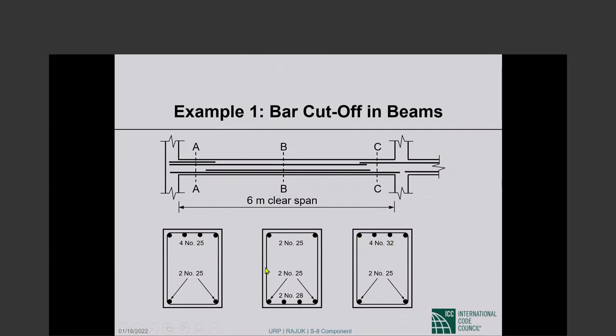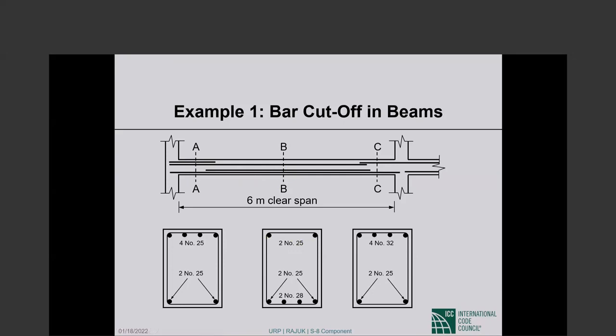Okay, and then those are the bars that will be, so we have 2 number 25 and 2 number 28 at midspan. Some of those will have to continue into the supports. Remember, at least a third or at least a quarter.